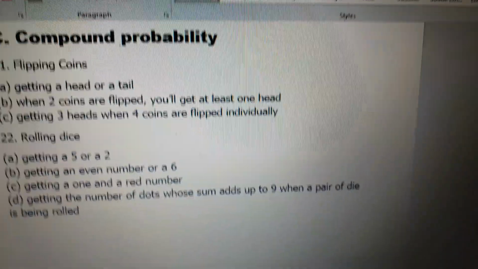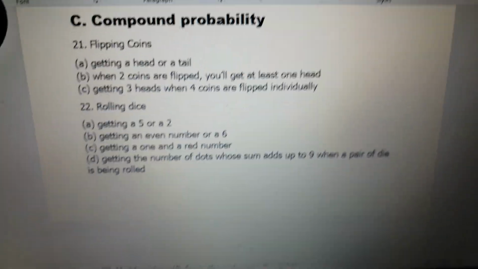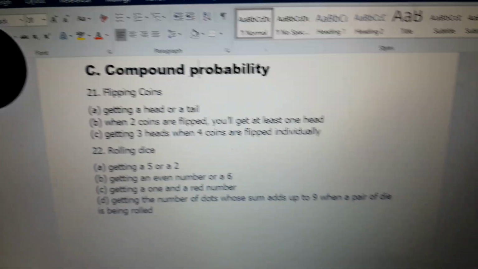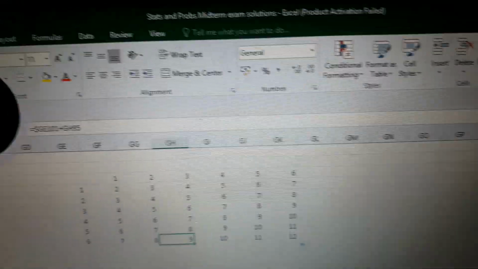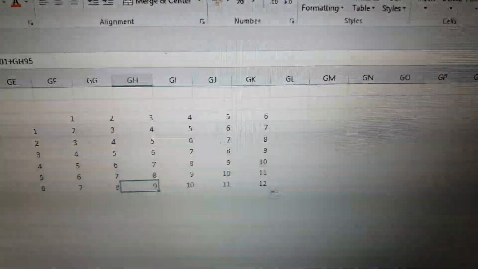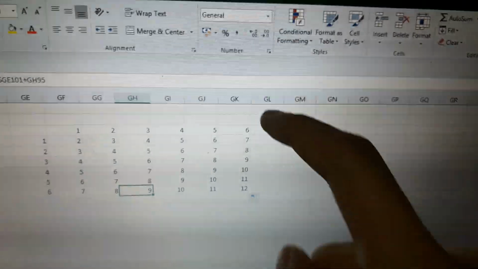So that is the answer for getting the number of dots whose sum adds up to 9 when a pair of dice is being rolled. Out of the 36 outcomes, remember we listed all the possible outcomes and we know there are 36. These are our outcomes. So we have 1, 2, 3, 4, 5, 6. That's why it's 6 squared, because remember, there are 6 possible outcomes.